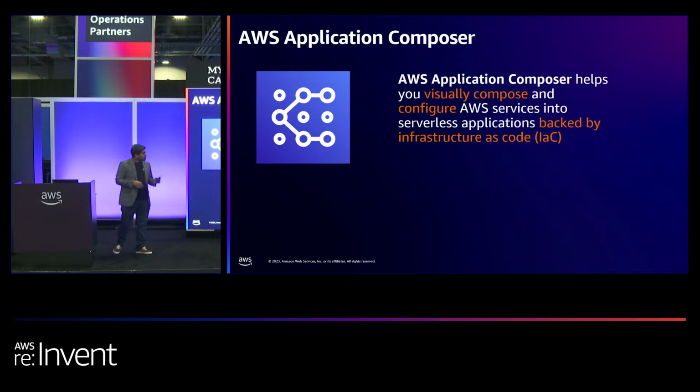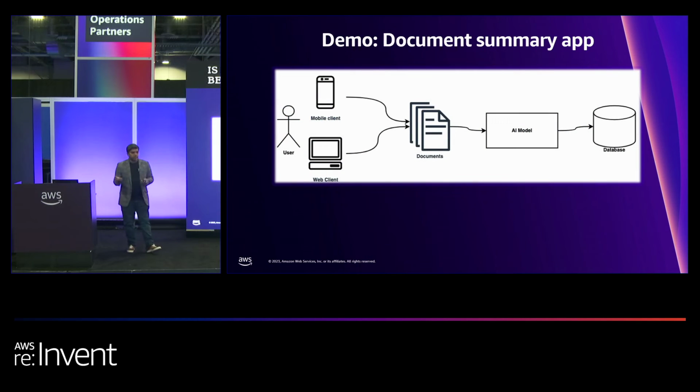AWS Application Composer is a tool with which you can visually compose, configure, and connect serverless resources. And by doing so, it will give you infrastructure as code which is deployment ready and follows AWS best practices. We will now take an idea of a customer requirement, for example, a document summary app.